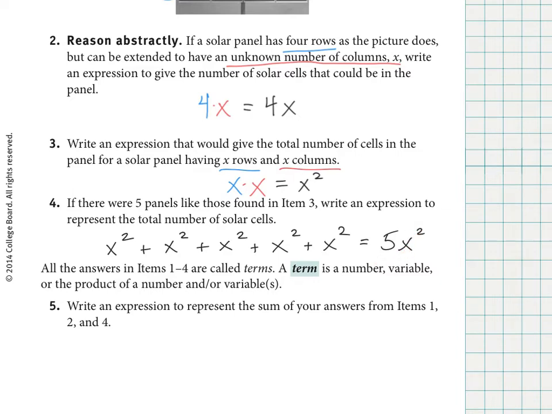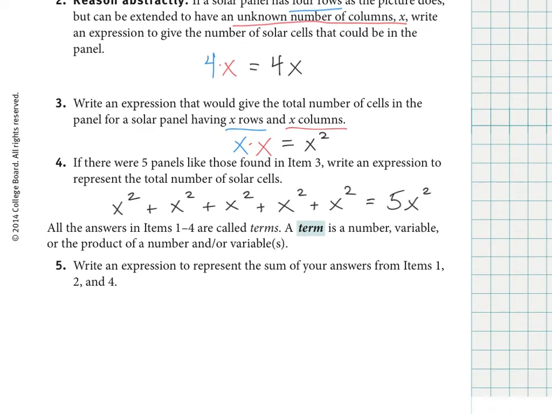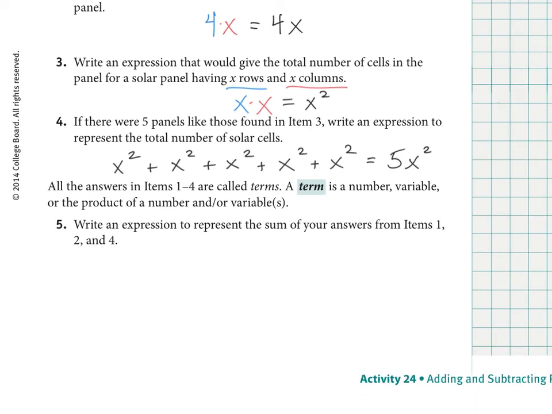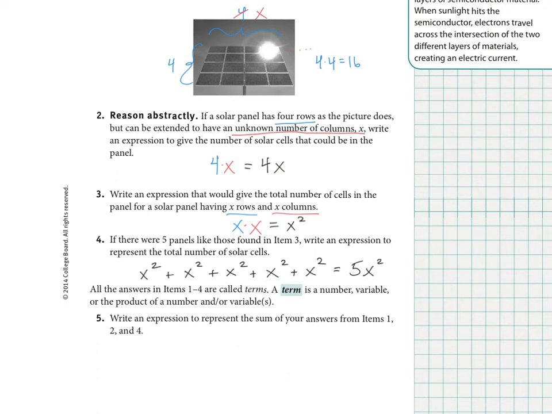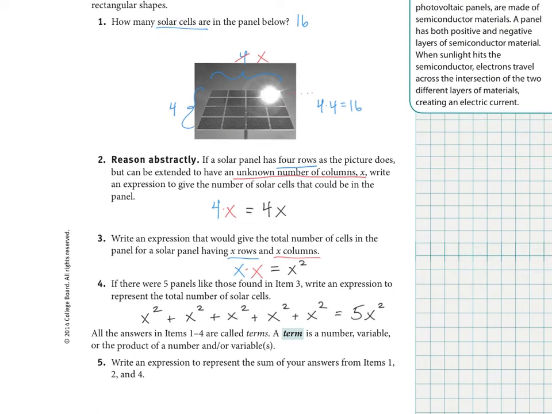So what's the purpose of looking at solar panels and the solar cells within them? Well, all the answers to what we just looked at, they are called terms. So let's go back up to number 1 through 4 and let's highlight what we got for all the answers. For number 1, we got an answer of 16. For number 2, we got an answer of 4x. For number 3, we got an answer of x squared. And number 4, we got an answer of 5x squared.